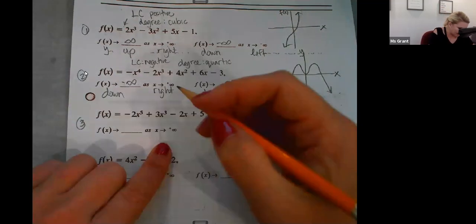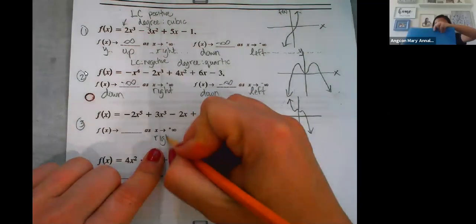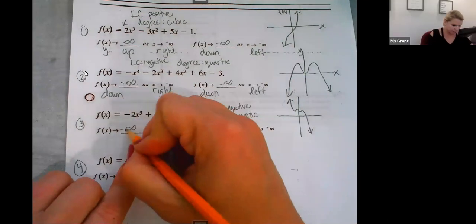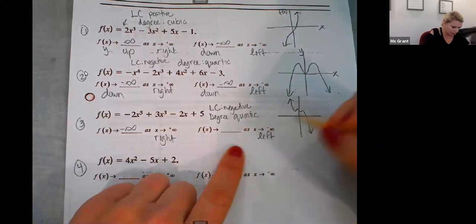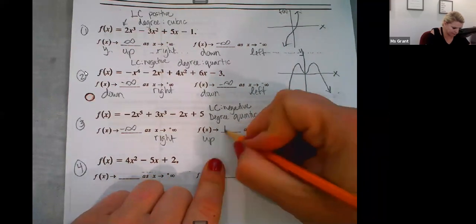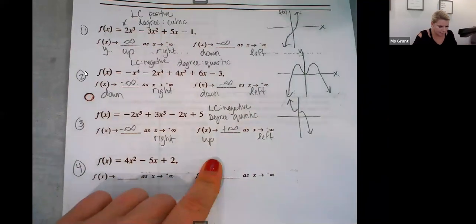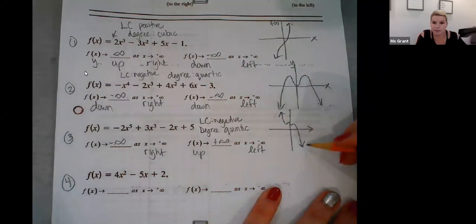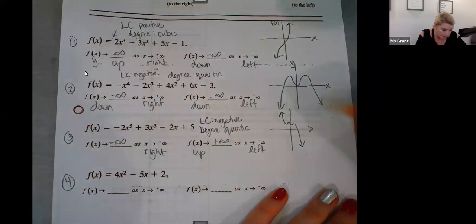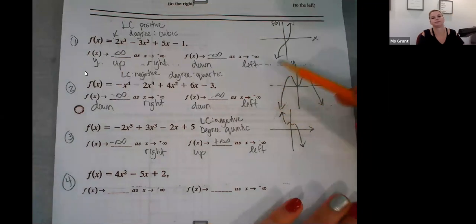As x goes right, my y goes downward. As x goes left, my y goes up, positive infinity. You can just see, my x value is going to the right, my y value is going down. Over on the left side, if my x value goes left, left, left, my y value is going up, up, up.